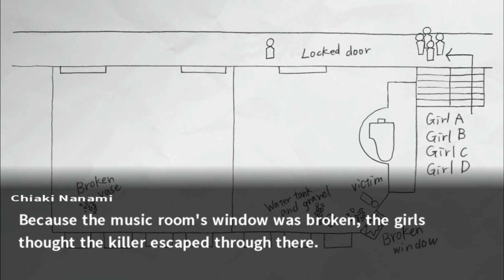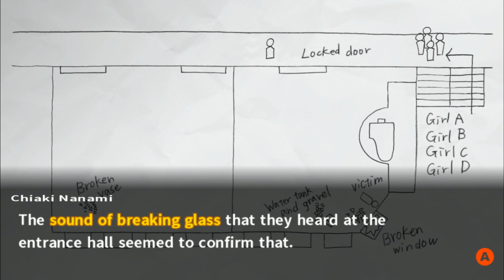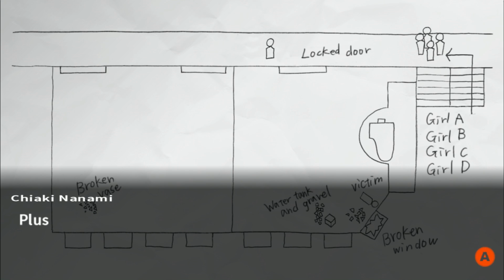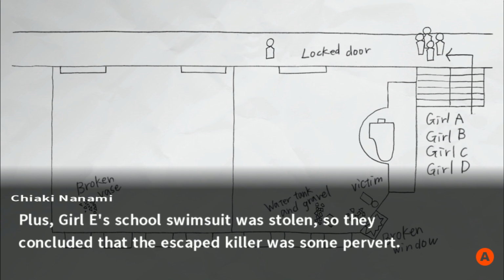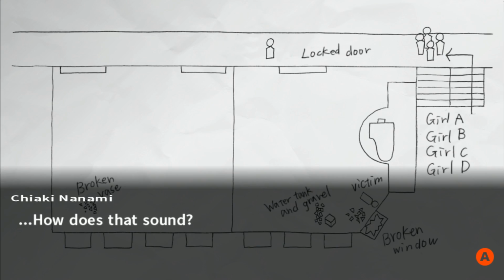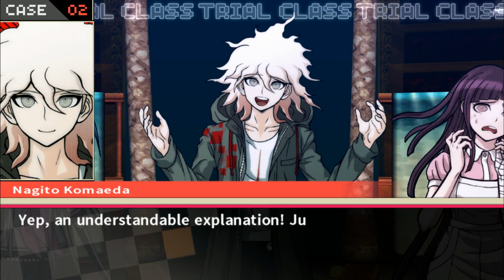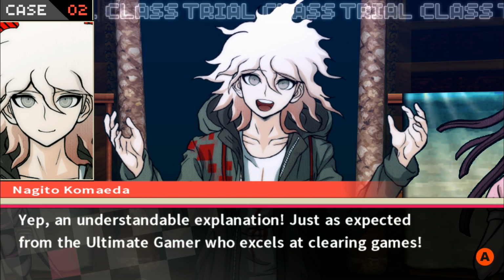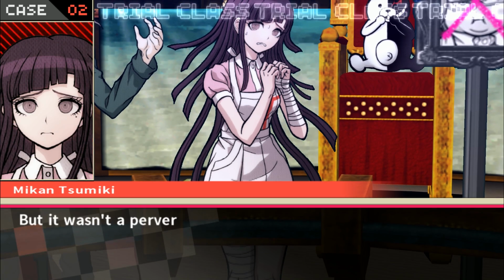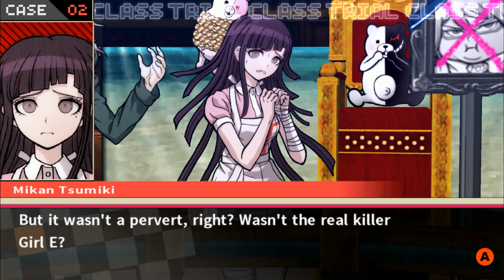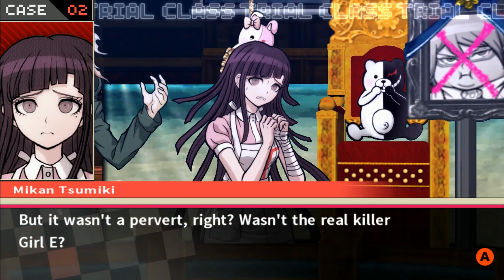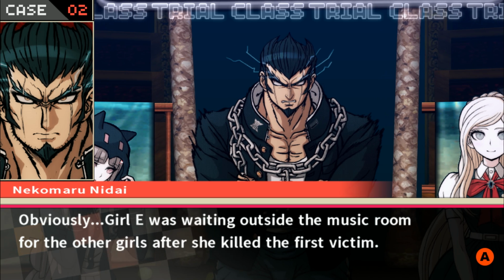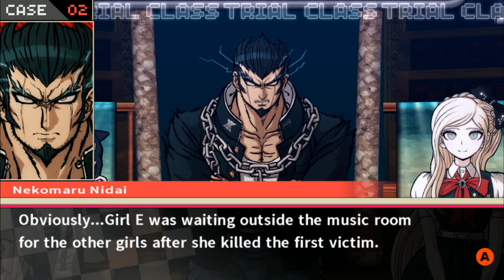Because the music room's window was broken, the girls thought the killer escaped through there. The sound of breaking glass that they heard at the entrance hall seemed to confirm that. Plus, Girl E's school swimsuit was stolen, so they concluded that the escaped killer was some pervert. How does that sound? Yep, an understandable explanation. Just as expected from the ultimate gamer who excels at clearing games. But it wasn't a pervert, right? Wasn't the real killer Girl E? Obviously. Girl E was waiting outside the music room for the other girls after she killed the first victim.